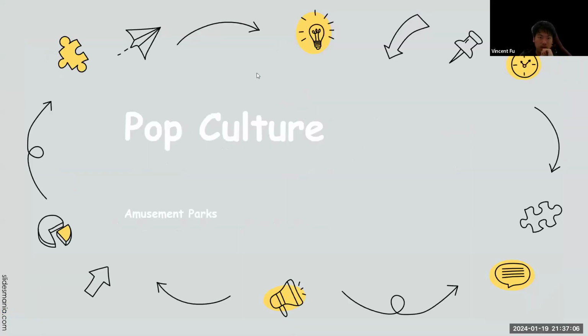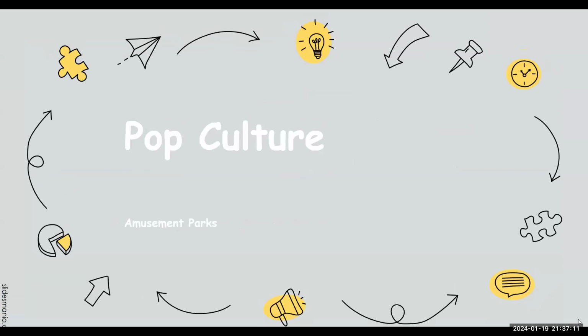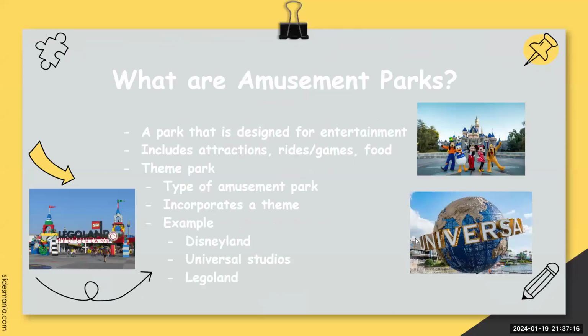Okay, next I guess we'll be moving on to pop culture. For pop culture today, we're going to be learning about amusement parks. First of all, what are amusement parks? Amusement parks are pretty much a park that is designed for entertainment. They would include attractions, like rides or games, and also food and restaurants, good dining places, shows, stuff like that.